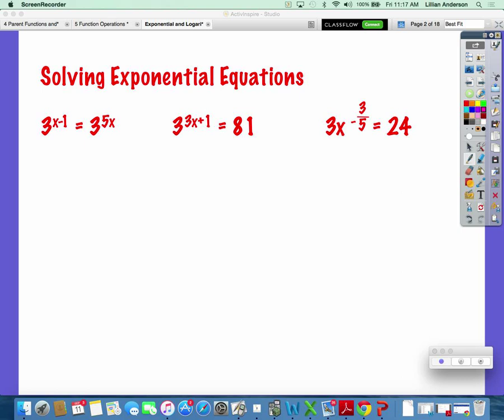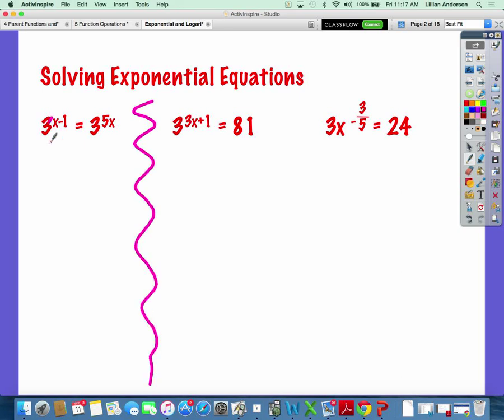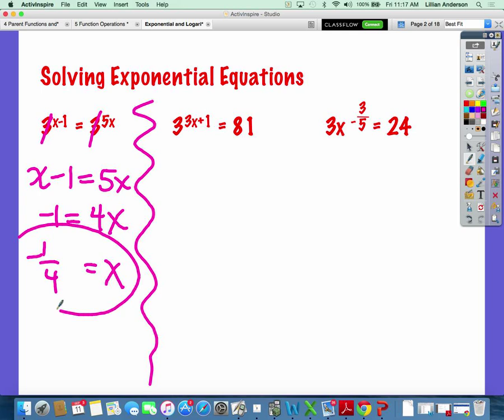Okay, so for this first one, what do we do? Set the exponents equal to each other. If the bases are the same, you can just drop them and set the exponents equal to each other. How do I solve this? To get a, and then x equals, good stuff, negative 1/4.